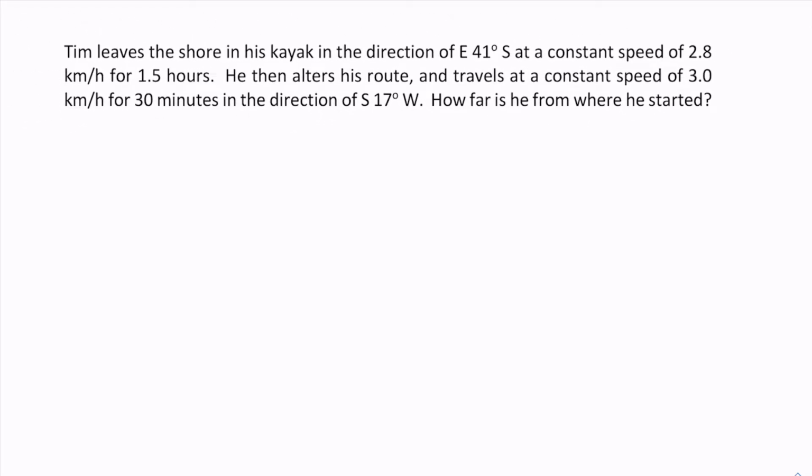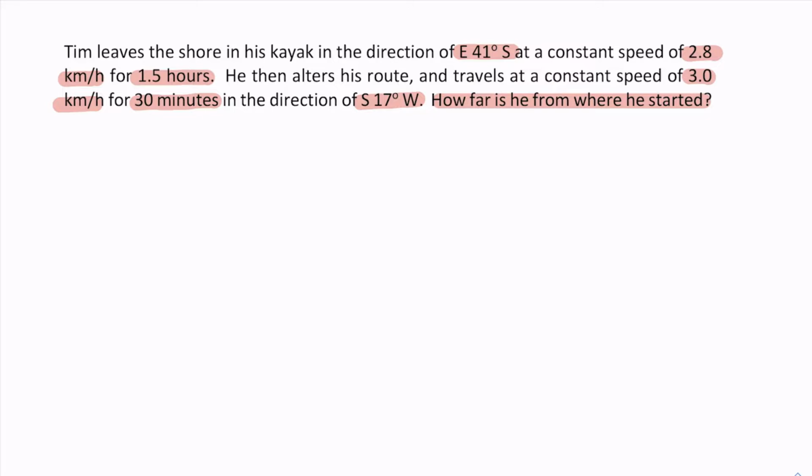He leaves his shore on a kayak in a direction of east 41 degrees south, and he's going at a constant speed of 2.8 kilometers per hour for basically an hour and a half. He then alters his route and travels at a constant speed of 3 kilometers per hour for 30 minutes, so half an hour, in the direction of south 17 degrees west. So the question asks, how far was he from where he started?